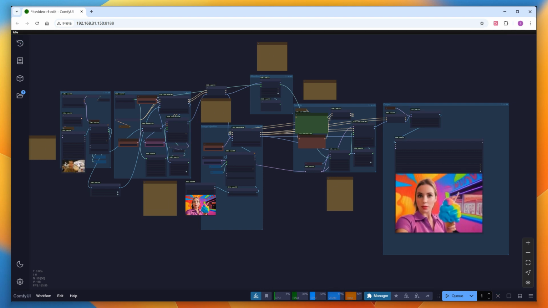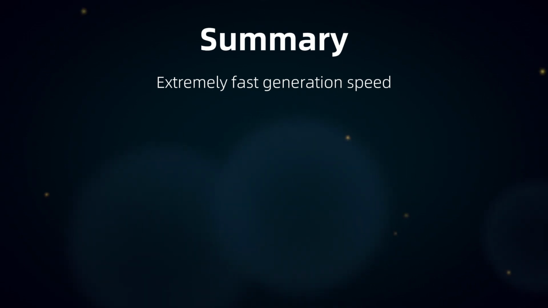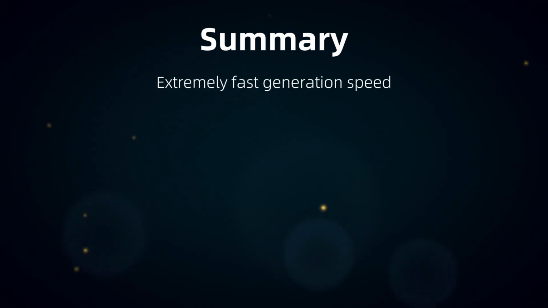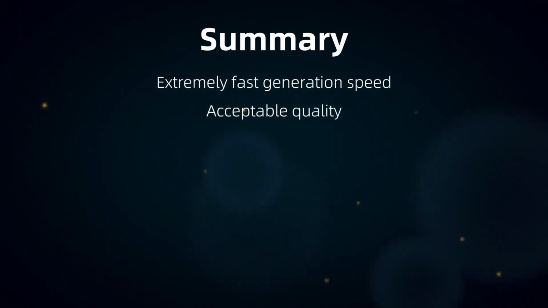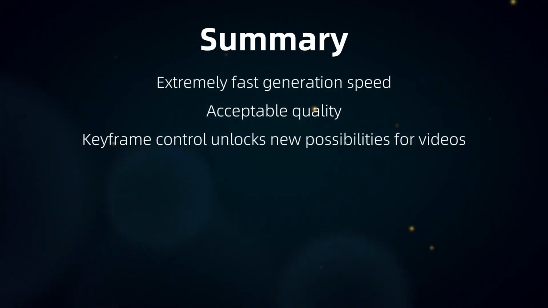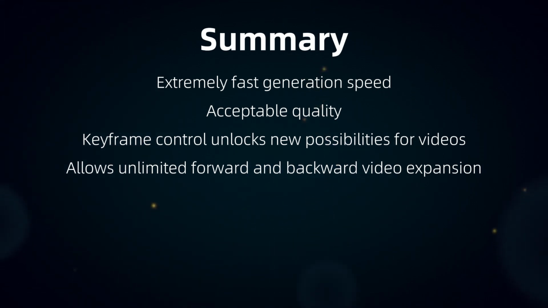That's the end of the workflow demo. Here's a quick summary. LTXV stays true to its original mission. While Hunyuan Video and WAN 2.1 compete in the high-quality space, often requiring 10-plus minutes for video generation, LTXV maintains its fast generation speed, solid quality, and introduces numerous optimizations and practical new features based on community feedback.